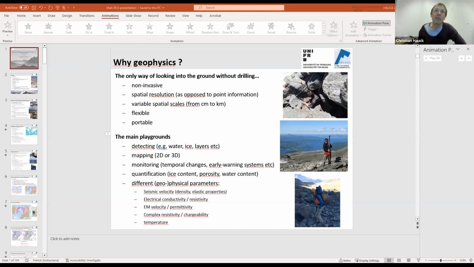And the main playgrounds, I always call it detecting something, mapping something, monitoring something, and quantifying something. So these 4 parts I will go into a bit more detail.